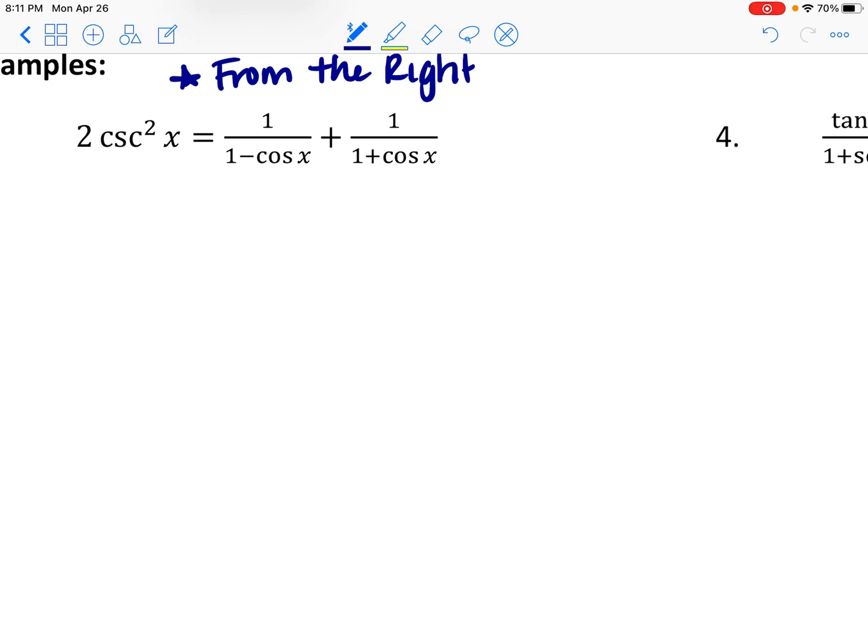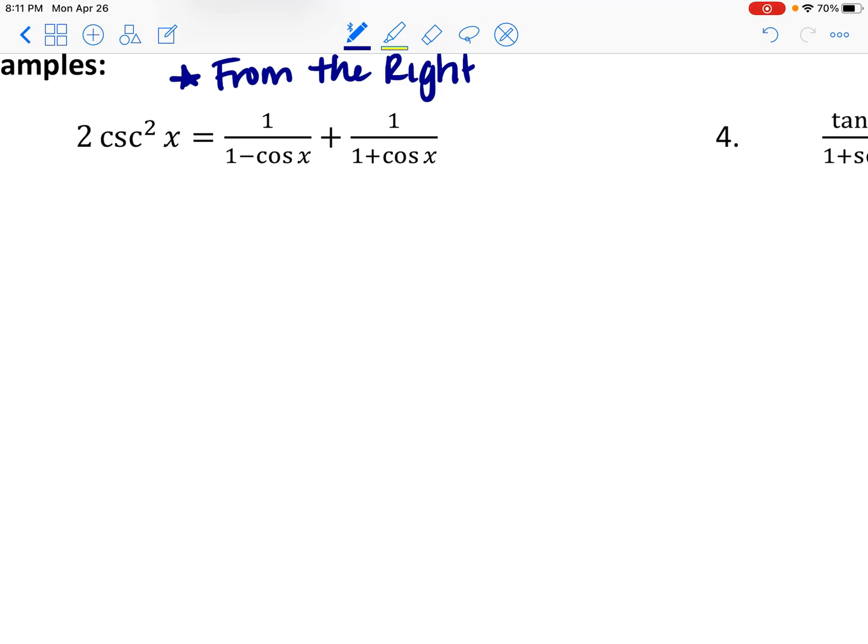So I'm going to ignore this. I'm just going to try to simplify what I have over here and rewrite it and make substitutions until it looks like this side, okay? So here we go. First, I have 1 over 1 minus cosine plus 1 over 1 plus cosine, two fractions.